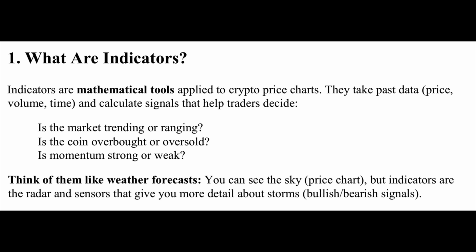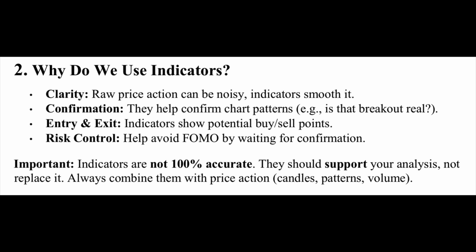Think of them like weather forecasts. You can see the sky, the price chart, but indicators are the radar and sensors that give more detail about storms, bullish or bearish signals. Why do we use indicators? Clarity. Raw price action can be noisy. Indicators smooth it. Confirmation. They help confirm chart patterns. Entry and exit. Indicators show potential buy/sell points. Risk control. They help avoid fear of missing out by waiting for confirmation.